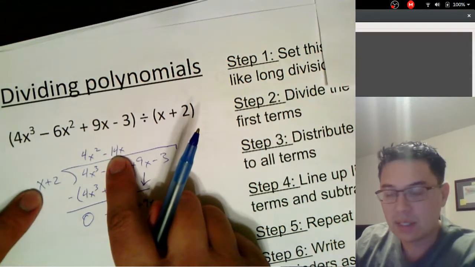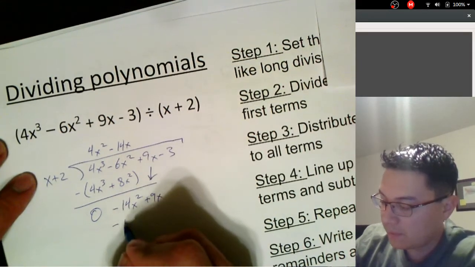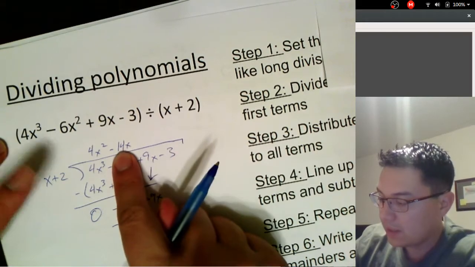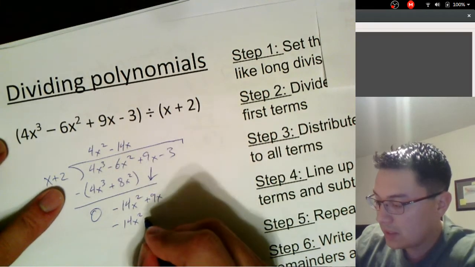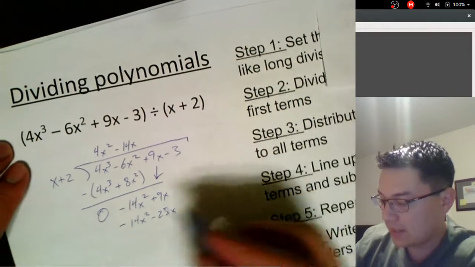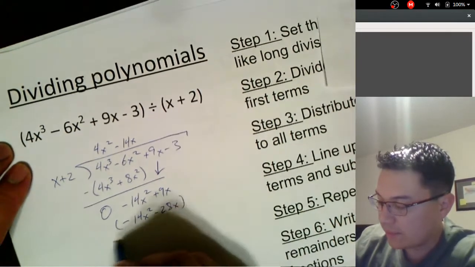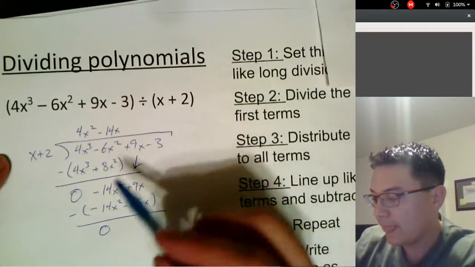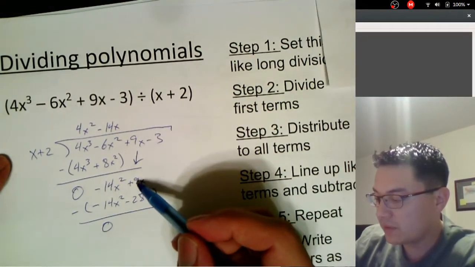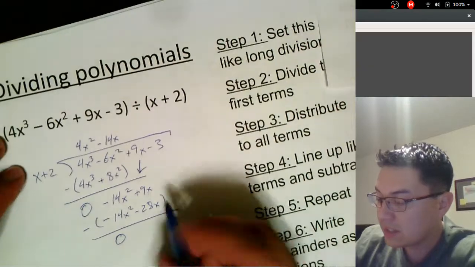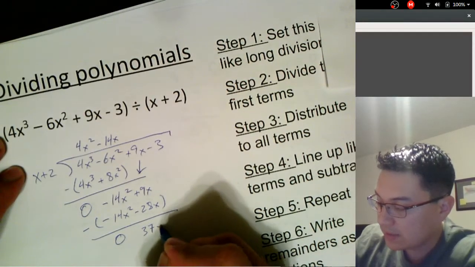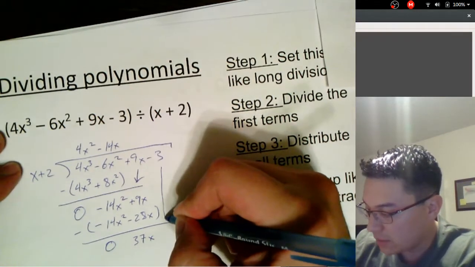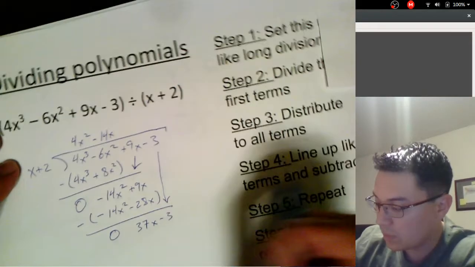Negative 14x times x will be negative 14x squared. Negative 14 times 2 is negative 28x. Subtract that from the line above. I'll get 0 when I subtract the negative 14s. And then a negative times a negative is a positive, so 9 plus 28 is 37x. We'll bring down the last term, which is a negative 3.